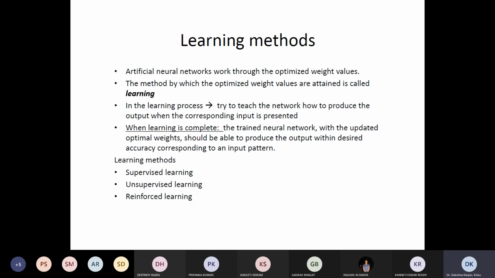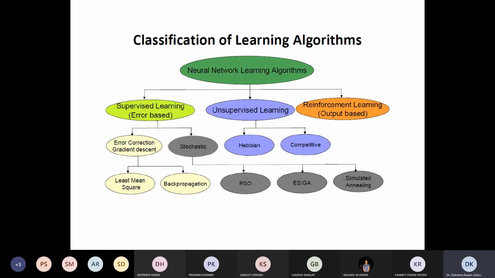If we look at different learning methods, we can have different types: supervised learning, unsupervised learning, and reinforcement learning techniques. We have already discussed these learning methods, so we are not going to discuss them again, but we can have this classification of learning algorithms. Here you can see the supervised learning, which is basically error based.